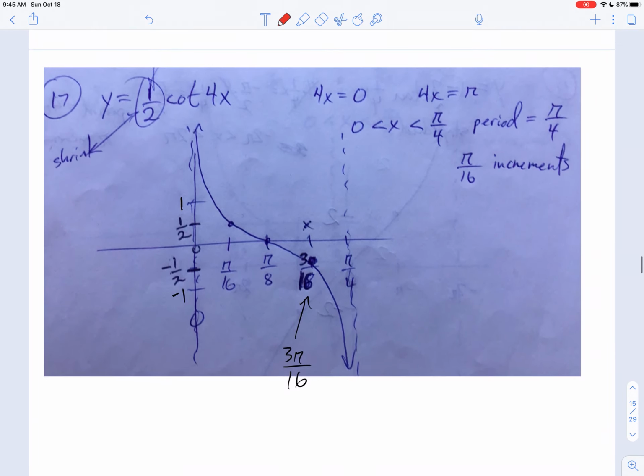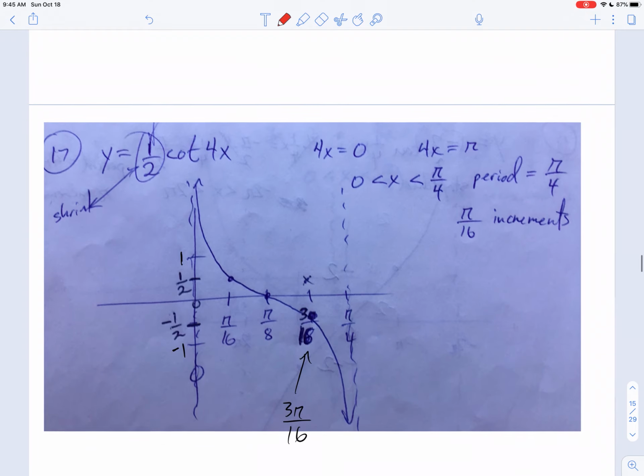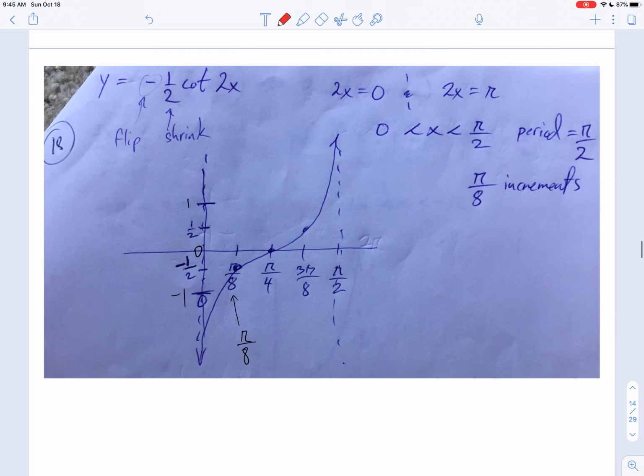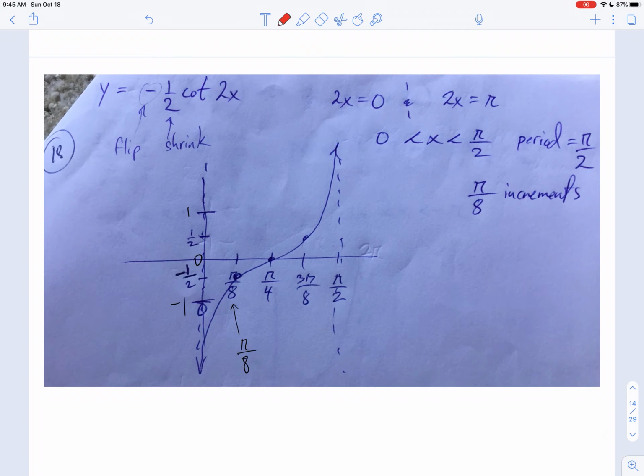Math takes practice. Number 17. You don't get good at math by watching somebody else do it. You get good at math by playing around. All right, number 18.